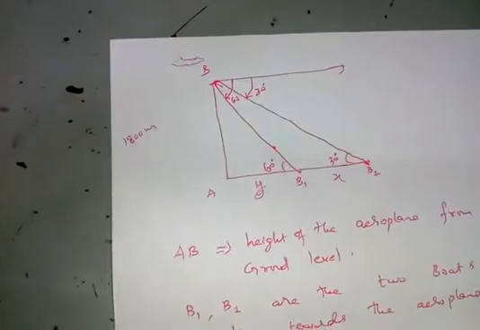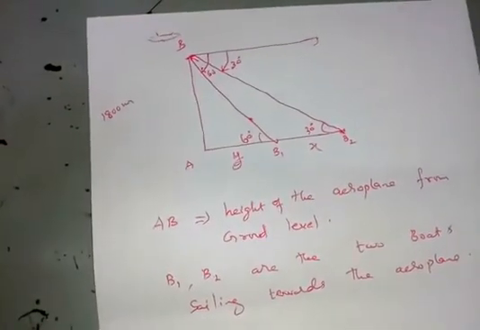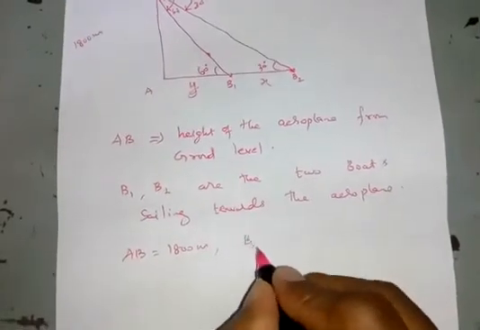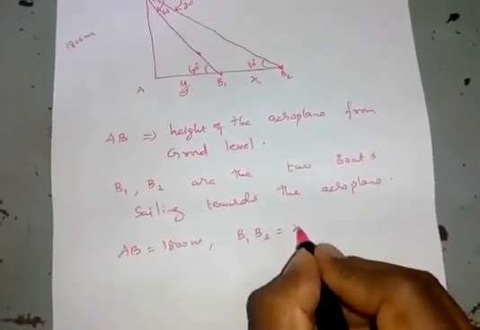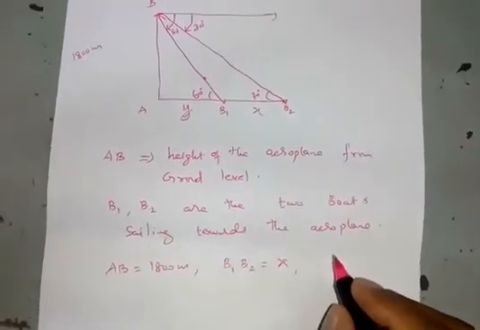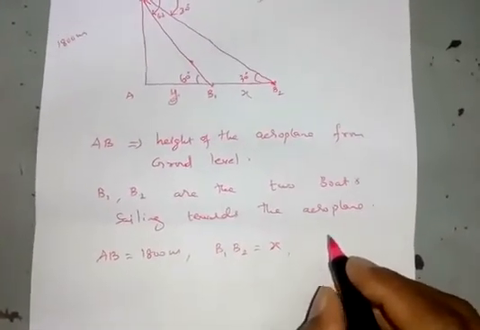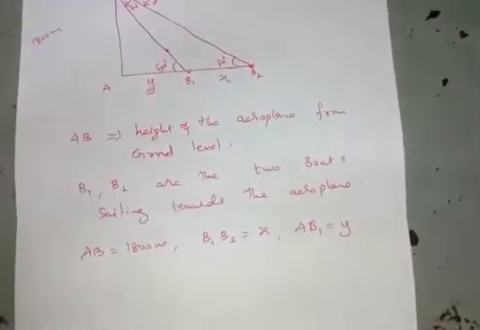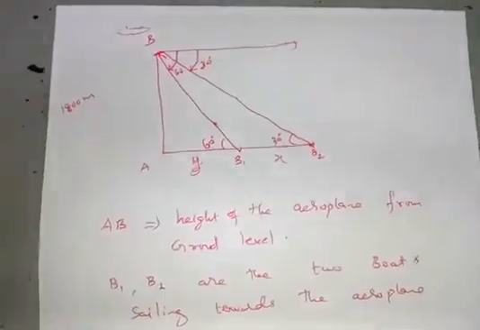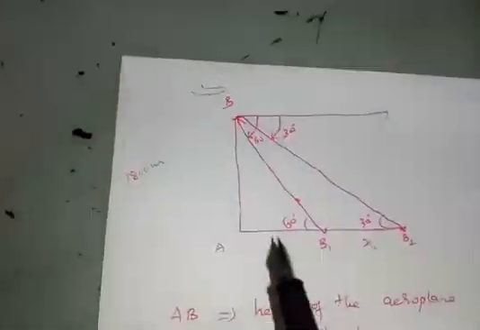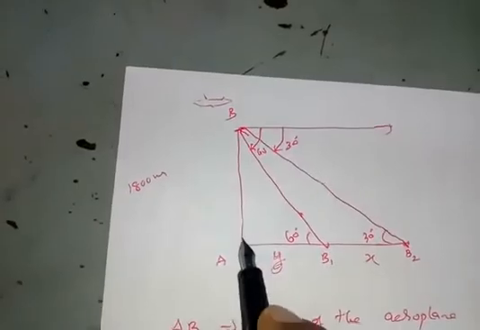So AB is equal to 1800 meter. The distance between the two boats B1 and B2 is equal to x meter. The distance between the foot of the aeroplane on the ground level and the first boat, AB1, is equal to y meter. The question is we have to find the distance between the two boats, B1 and B2, that is the x value. So here we take one right triangle.